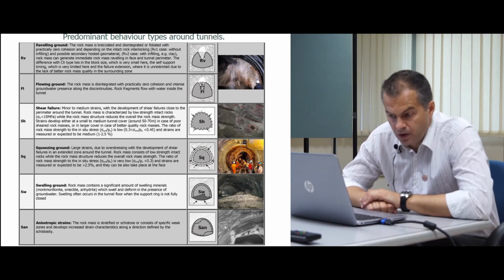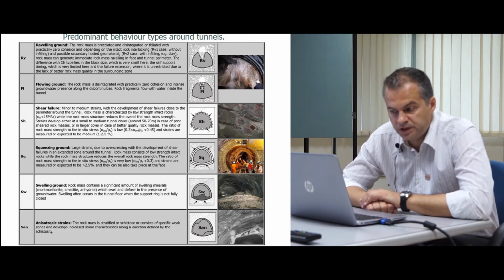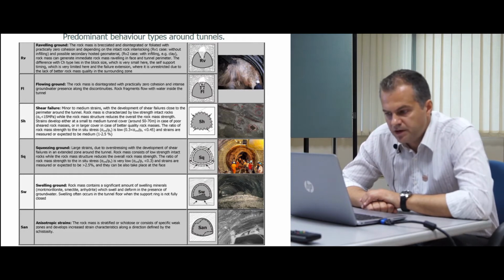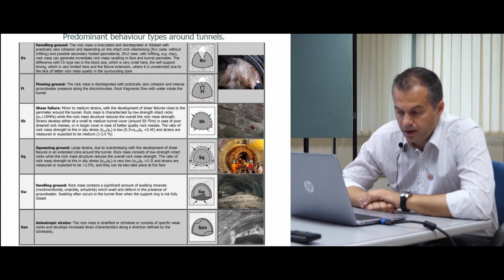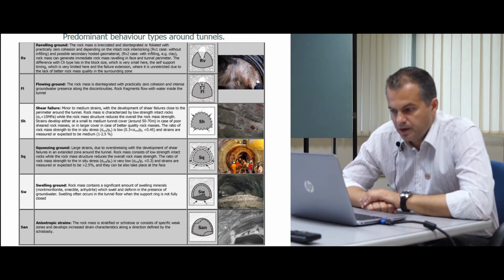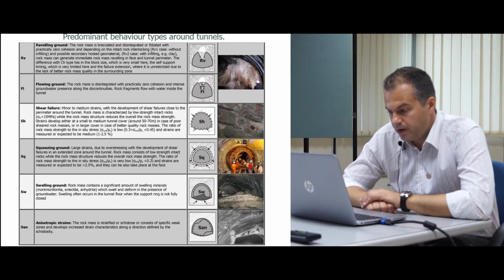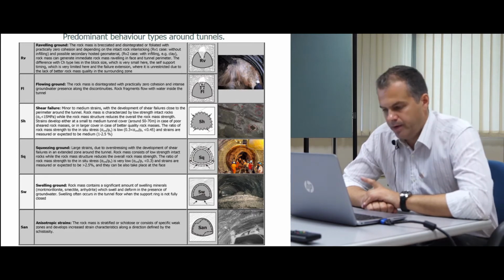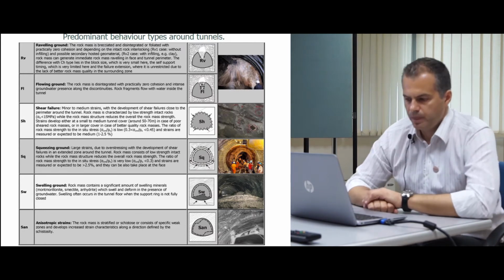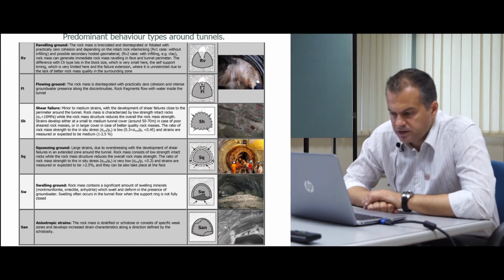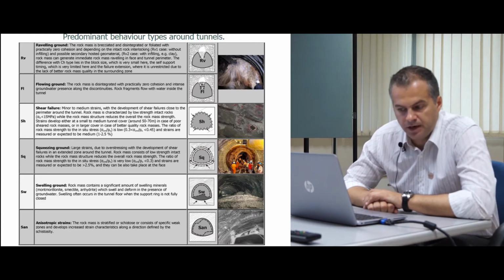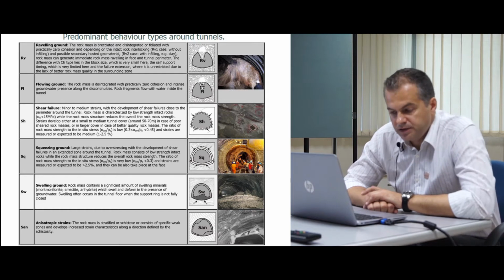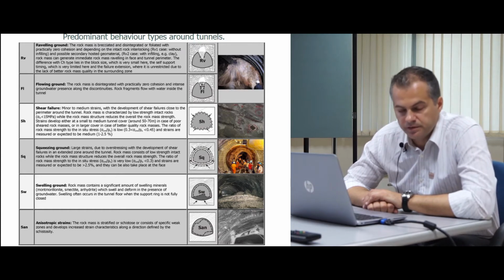Here the ratio of the rock mass strength to the in situ stresses is very low, less than 0.3, and the strains are measured or expected to be larger than 2.5%. So here we have either very low rock mass strength and/or large tunnel cover. Then the two final ones are swelling grounds, where we may have some swelling minerals inside, like montmorillonite, smectite, anhydrite, which swell and deform in the presence of groundwater.